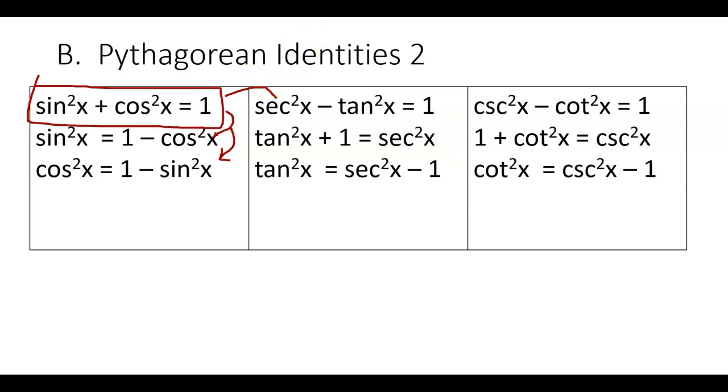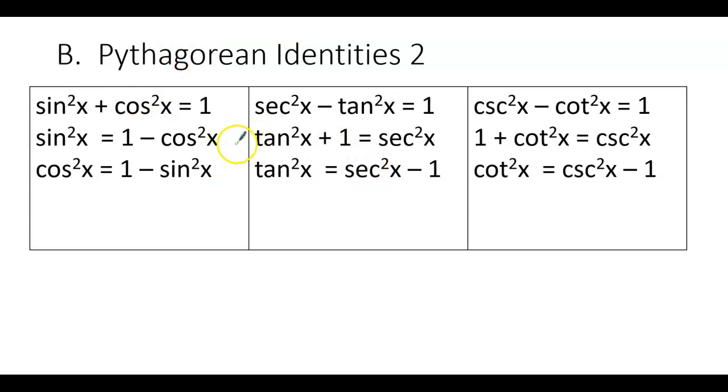Actually, let me back up. You can create this one by dividing everything by cosine. And you can create this one if you divide everything by sine. And then just by moving things around, you can create these other two. So if you want to take the time to memorize them, you can. But me personally, I just start with this guy and figure everything out from there, because that's too much memory for me to worry about.